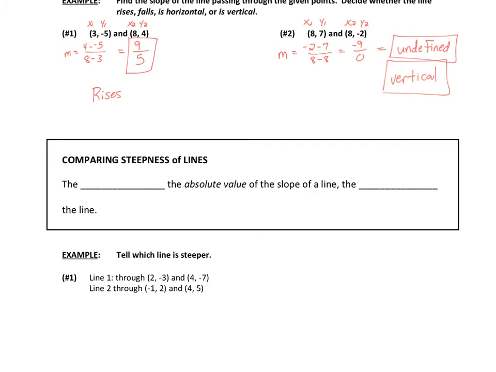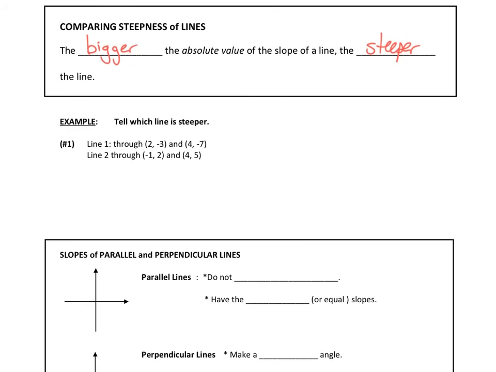All right, comparing steepness, which is really what slopes do. The bigger the absolute value of the slope of the line, the steeper the line is. And that's why we say the bigger the absolute value, because if it's a really, really negative number, like -10, -10 is steeper than like -1. It's going down faster than -1 is going down. So how we do this is tell which line is steeper.